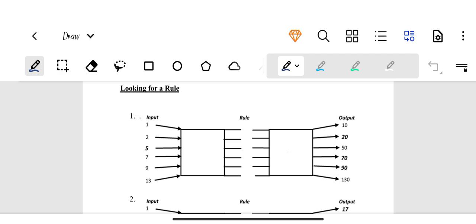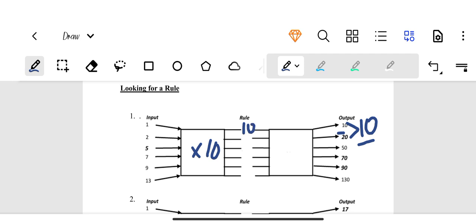How do I do that? So here's the trick. You can just simply look at the output and ask, what is the difference between 10 and 20? And we can see that the difference is 10. So the question is, can I use 10 to find the answer there? Let's try that. The input is going to be 1. So if I say 1 multiplied by 10, the answer is going to be 10.